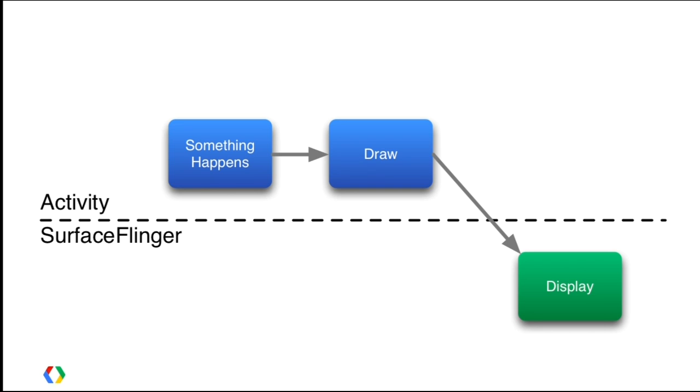Something happens that we need to react to. Then we draw, a big nebulous box that has a lot of subcomponents to it. And then we hand over control to the Surface Flinger object to actually get the results of that onto the screen. That's the buffer flipping. It's posting the pixels onto the screen, the buffer where the pixels are. So let's walk through the different parts of these three processes.